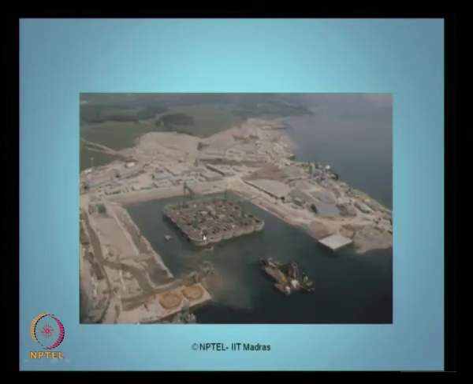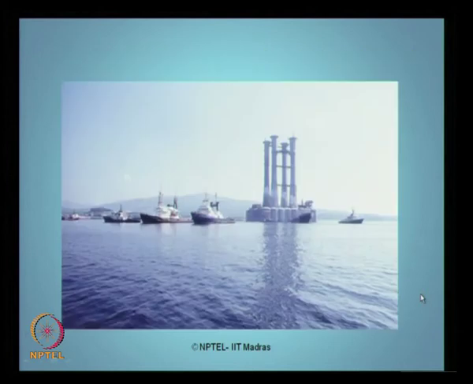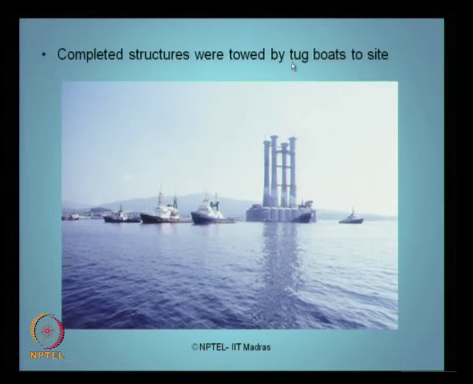Here is a closer view of the platform. You can see here the caissons have been constructed and then they have been towed off by the boat. The construction was undertaken in a dry basin, as you see here, before the platforms are floated out for completion. Now you can see the platform in position. Of course the deck is not yet installed. You can see the 4 towers, you can see the caissons, you can see the requisite draft. Now the platform is getting floated and is being towed by the tugboats to the site. You can see the tugboats on the front side and the tugboats on the rear side, which are towing the platform to the required site for installation.